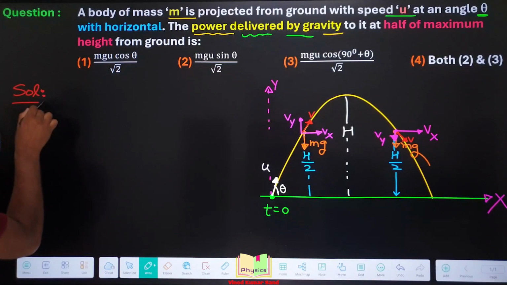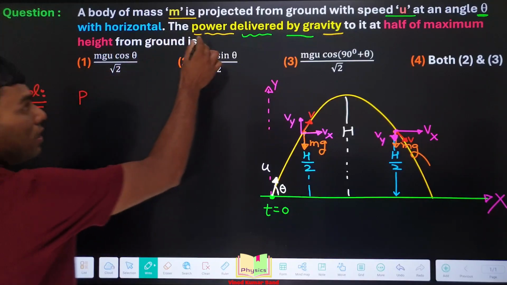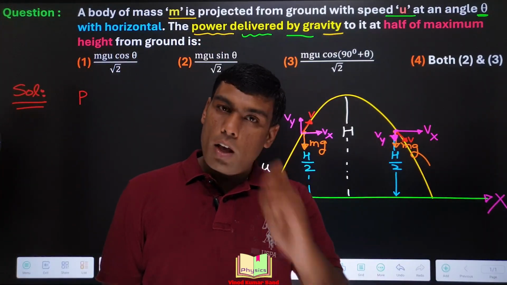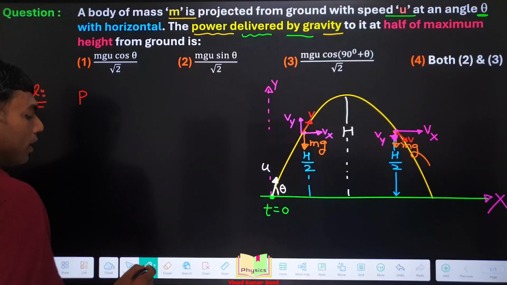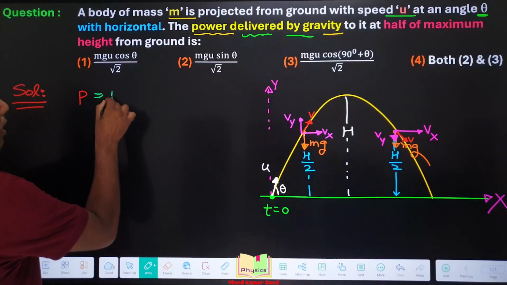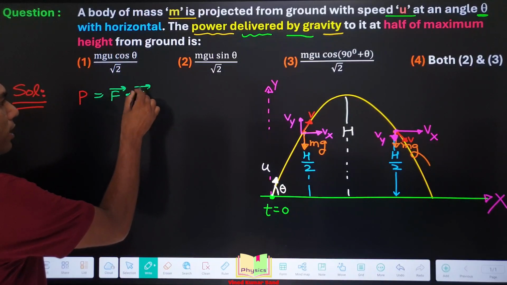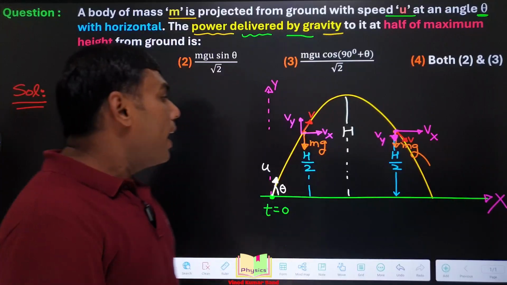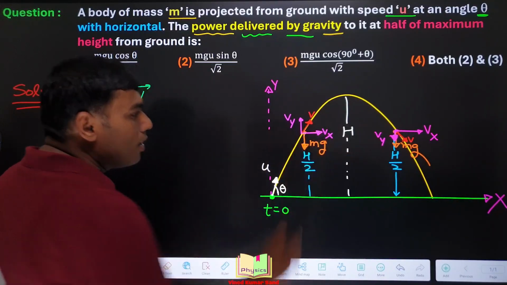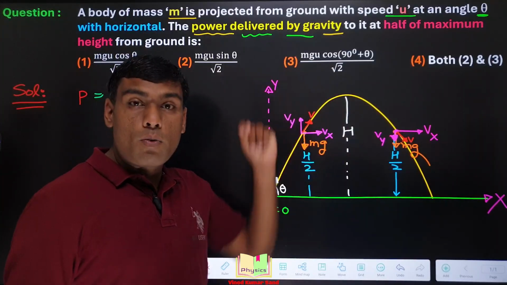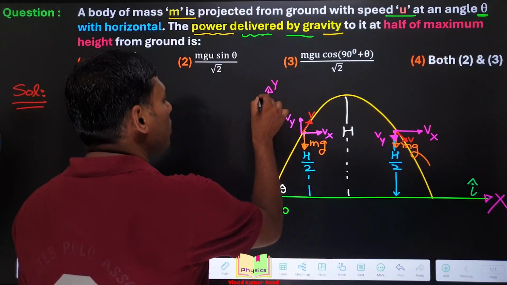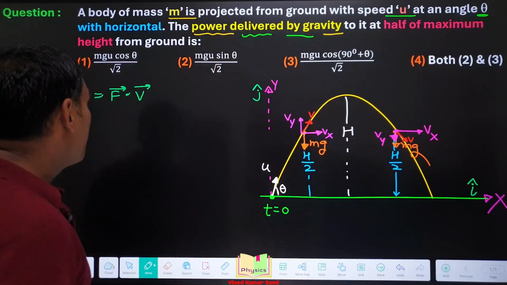We know the formula for the power delivered. This is instantaneous power they are asking, at a particular height. So we have to find the instantaneous power. The formula for the instantaneous power is P is equal to F vector dot V vector. Agree with this? And at this location, the V vector has Vx i cap and Vy j cap. Along the x-axis, you consider the unit vector to be i cap. Along the y-axis, you consider the unit vector to be j cap.